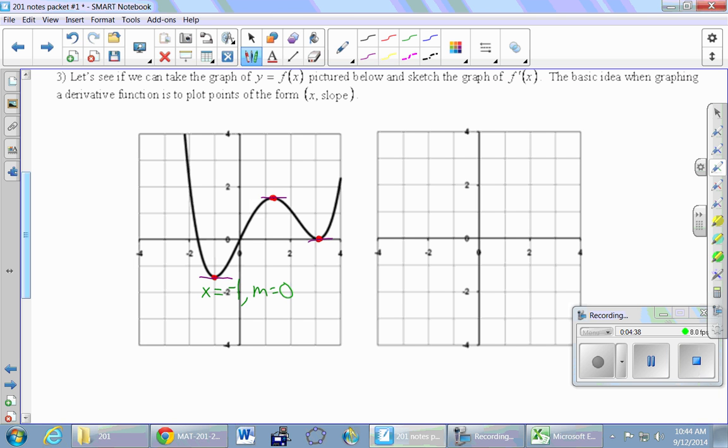And then we can come up to our next point. We'll have to estimate a little bit here. Roughly x is 1.2-ish. And the slope of that tangent line is 0. And then we've got one more, maybe 3.1. And again, the slope is 0.